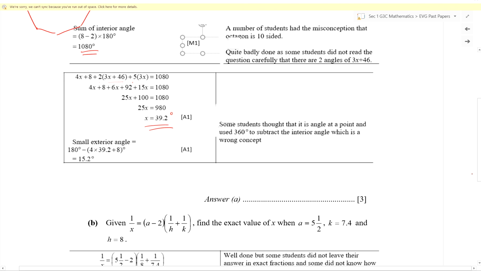Okay, so the smallest exterior angle will be 180 minus this, the largest interior angle.